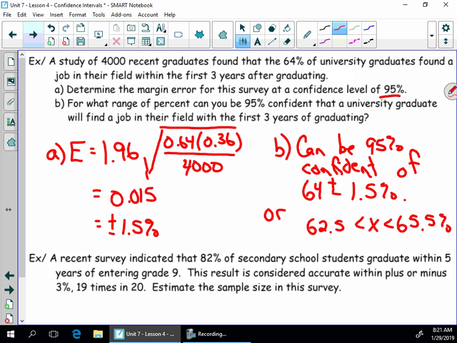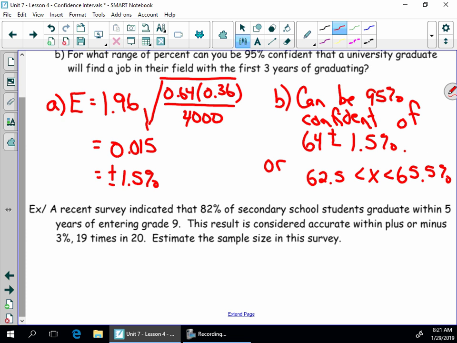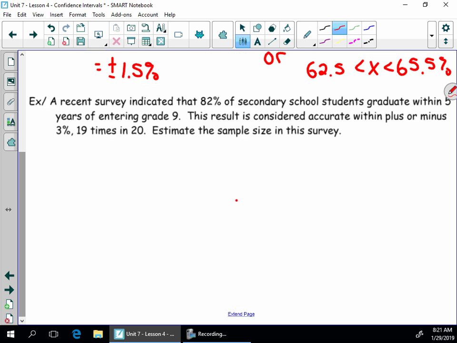Okay, let's try something different. A recent survey indicated that 82% of secondary students graduate within 5 years of entering grade 9. This result is considered accurate within plus or minus 3%, 19 times out of 20. Find the sample size in this survey. So here we're kind of working backwards. I want to find n. I know the plus or minus part, 3%, and I know my confidence level.